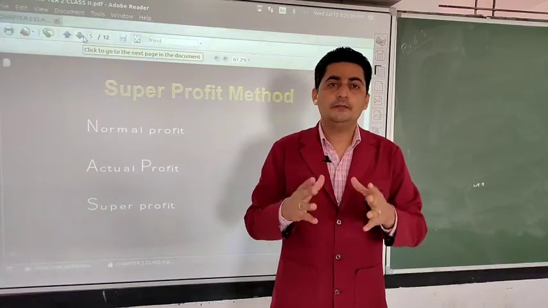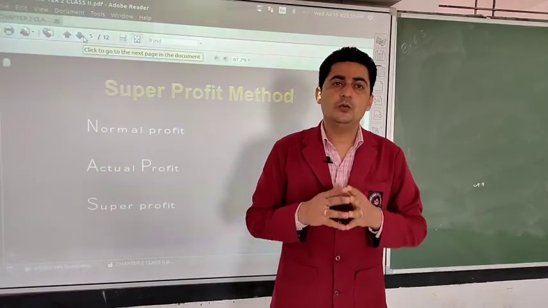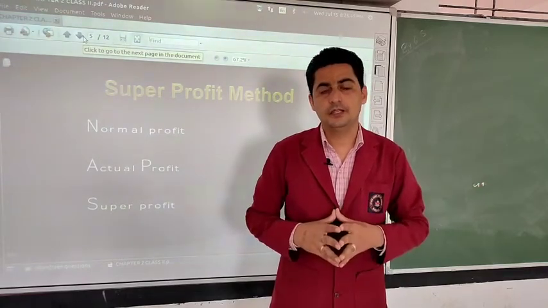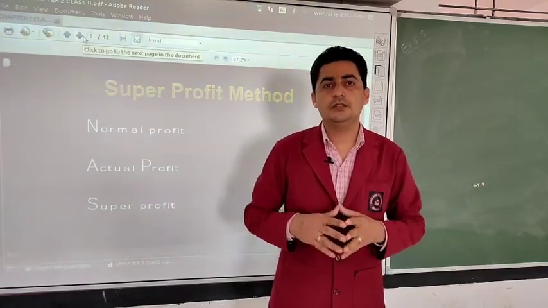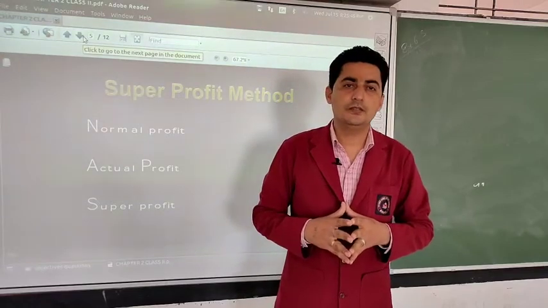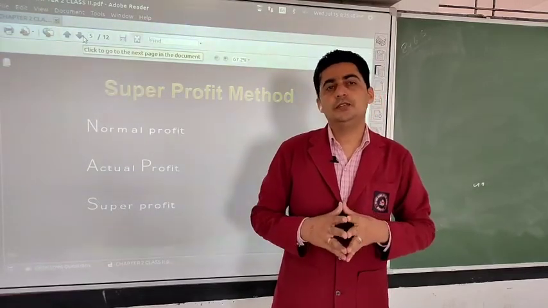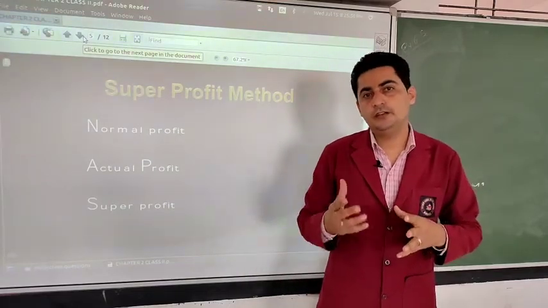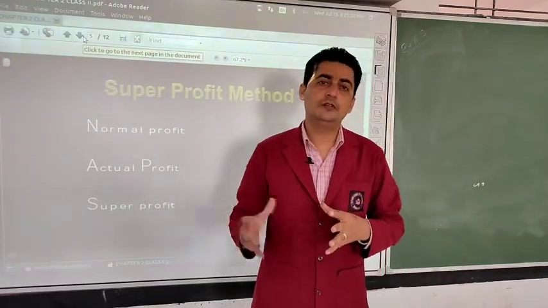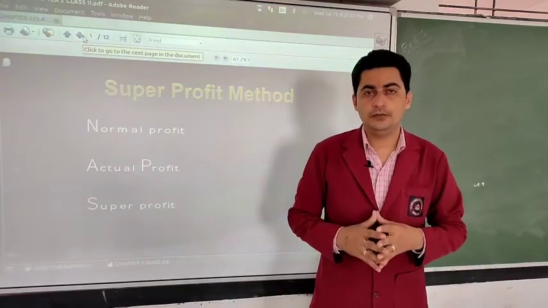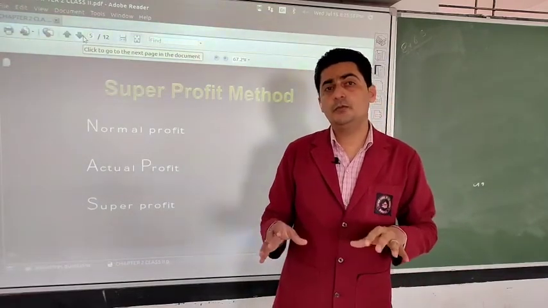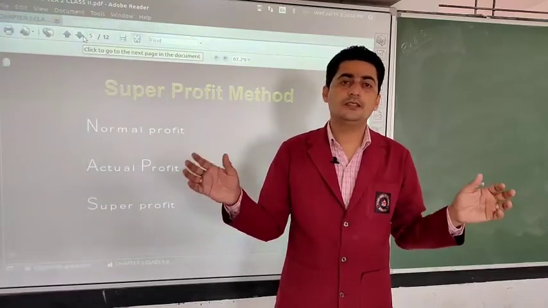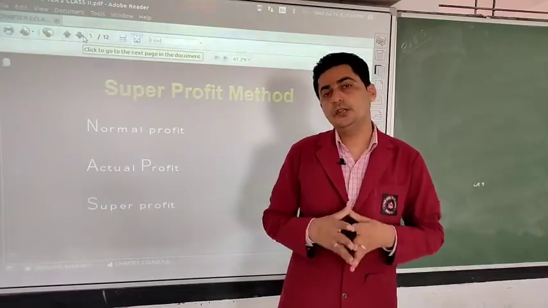Normal profit is a profit that normally occurs in a common type of business. It means if A is doing a business and B is also doing the same business, both will get 10% profit. If A had invested 10 lakh rupees, he will get 1 lakh, and if B has invested 1 lakh rupees, he will get 10,000 rupees profit. It means 10% profit is guaranteed. Anyone who is doing this kind of business will get 10% profit.